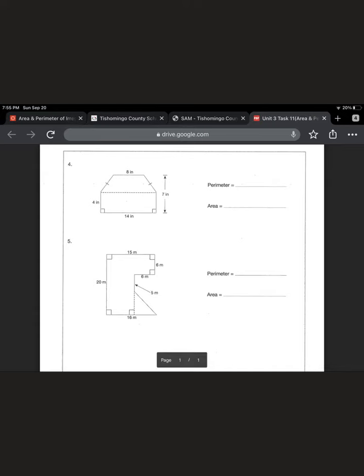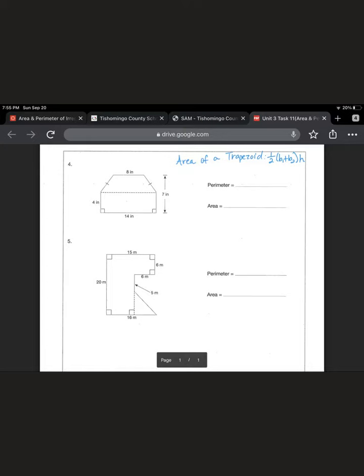Okay guys, these work exactly the same as the first one I worked. You just have a couple more formulas you need. Area of a trapezoid, which is that top shape there, is 1/2 times the sum of the bases, which means the top and bottom, times height. Okay, so that's how you can find the area of a trapezoid.